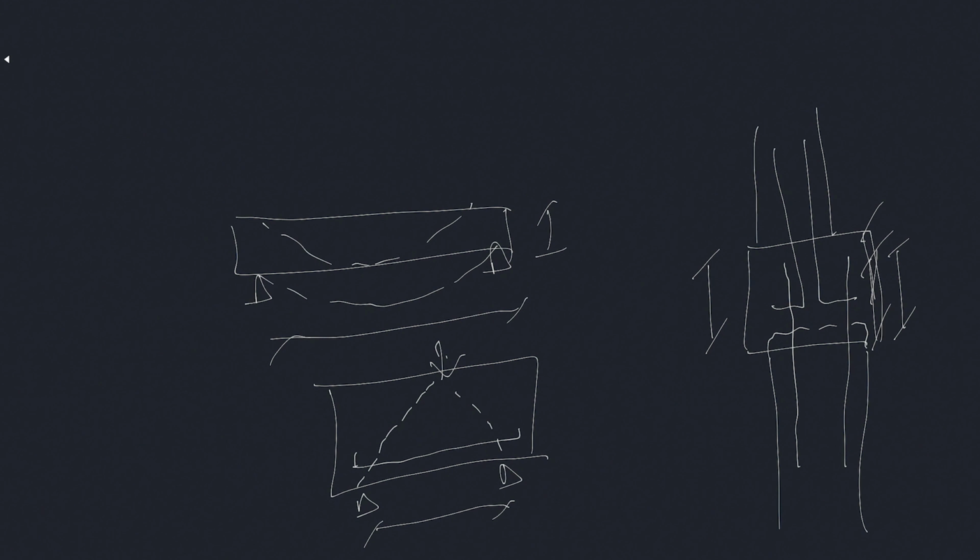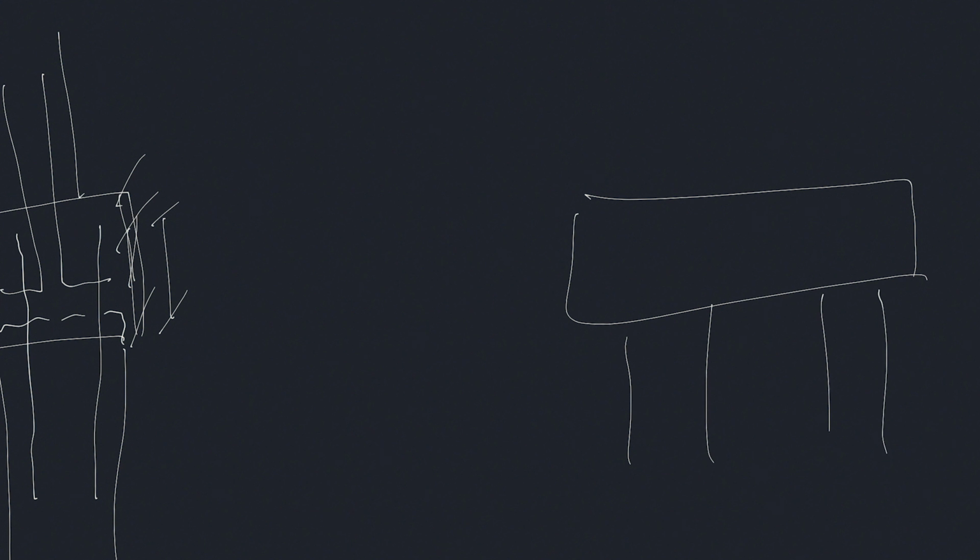But that's not everything that they do. They also act to transfer the load from one location into a number of piles. For example, if you have a 2-pile group with a column, they act as deep beams to transfer the load from the column into the 2 piles.